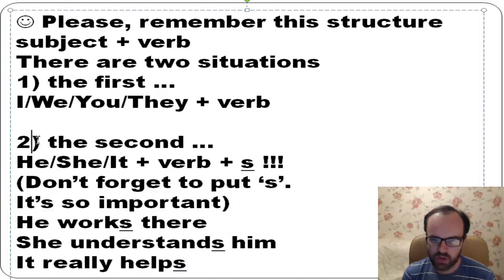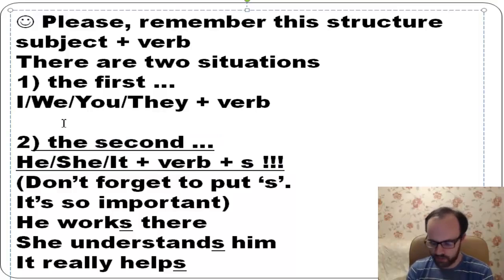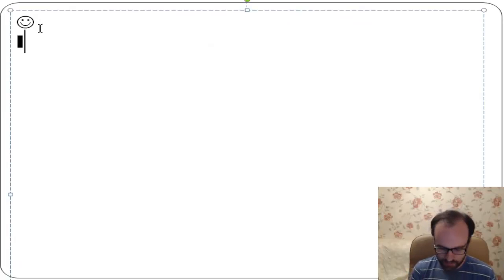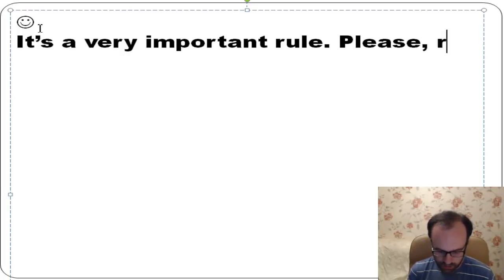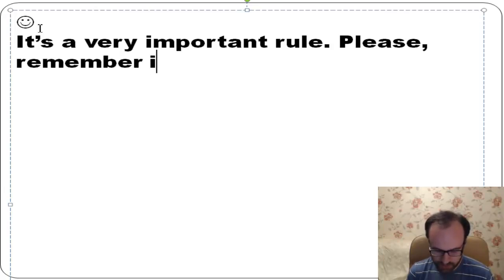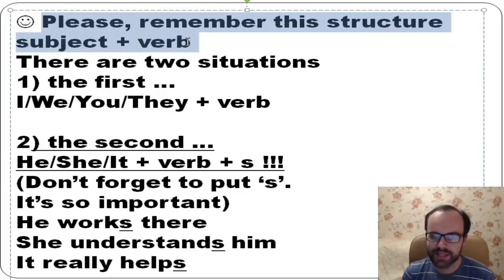Okay? So it's a very important rule. Please remember it. You need to remember this structure. Subject plus verb.